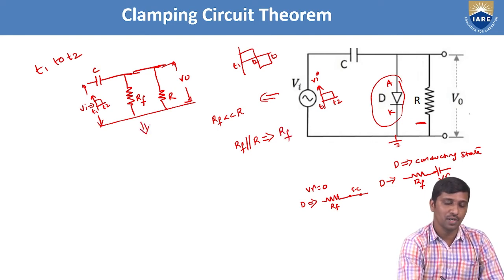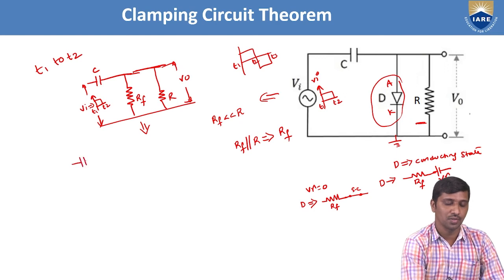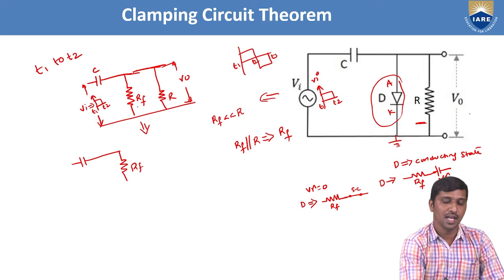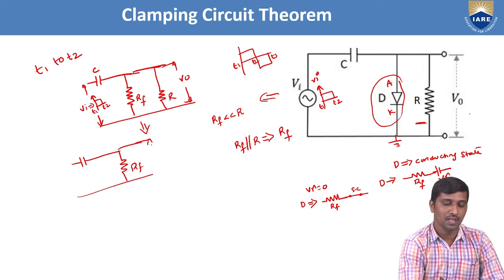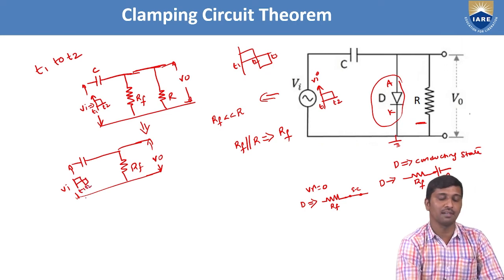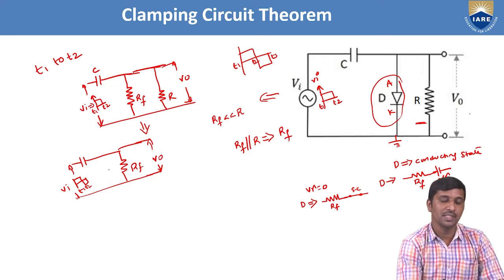Hence, I'm going to redraw this circuit. The circuit is equivalent to a single resistance RF, since the RF and R parallel combination is replaced with RF. Now I'm going to find this V0, and we are applying VI over only the T1 to T2 interval. So here, during this forward cycle, the capacitor is trying to charge towards the maximum voltage.